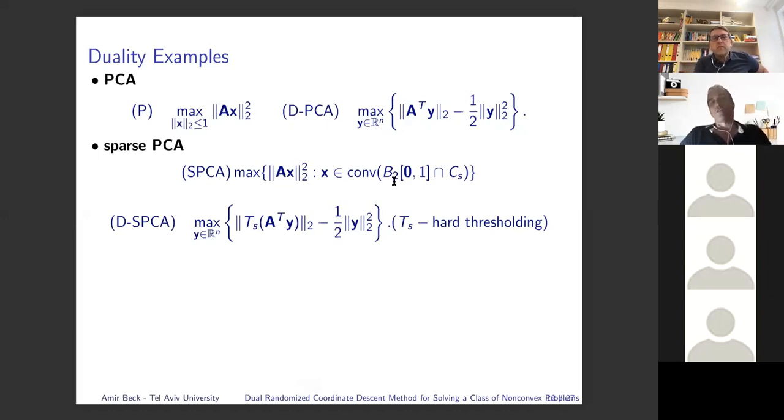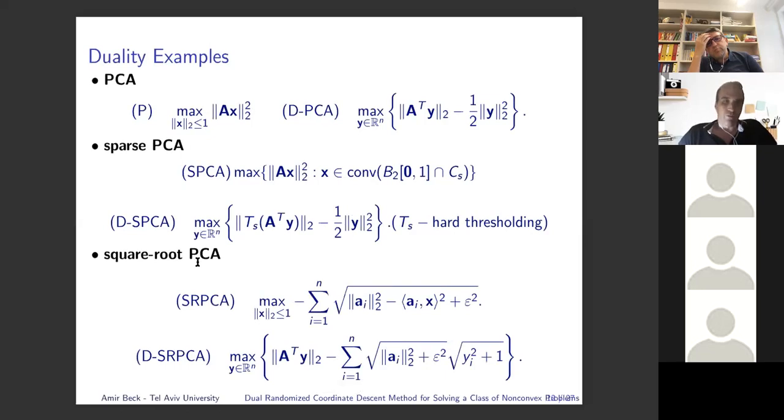When you look at sparse PCA, which is the maximum of exactly the same term over the convex hull of the intersection of the L2 ball and the L0 ball, then the dual problem looks like this. T_s is the hard thresholding operator, where s is an integer, and it keeps the s components with the largest magnitude and plugs zeros elsewhere. So this is the dual problem, very different than the primal problem, I think.